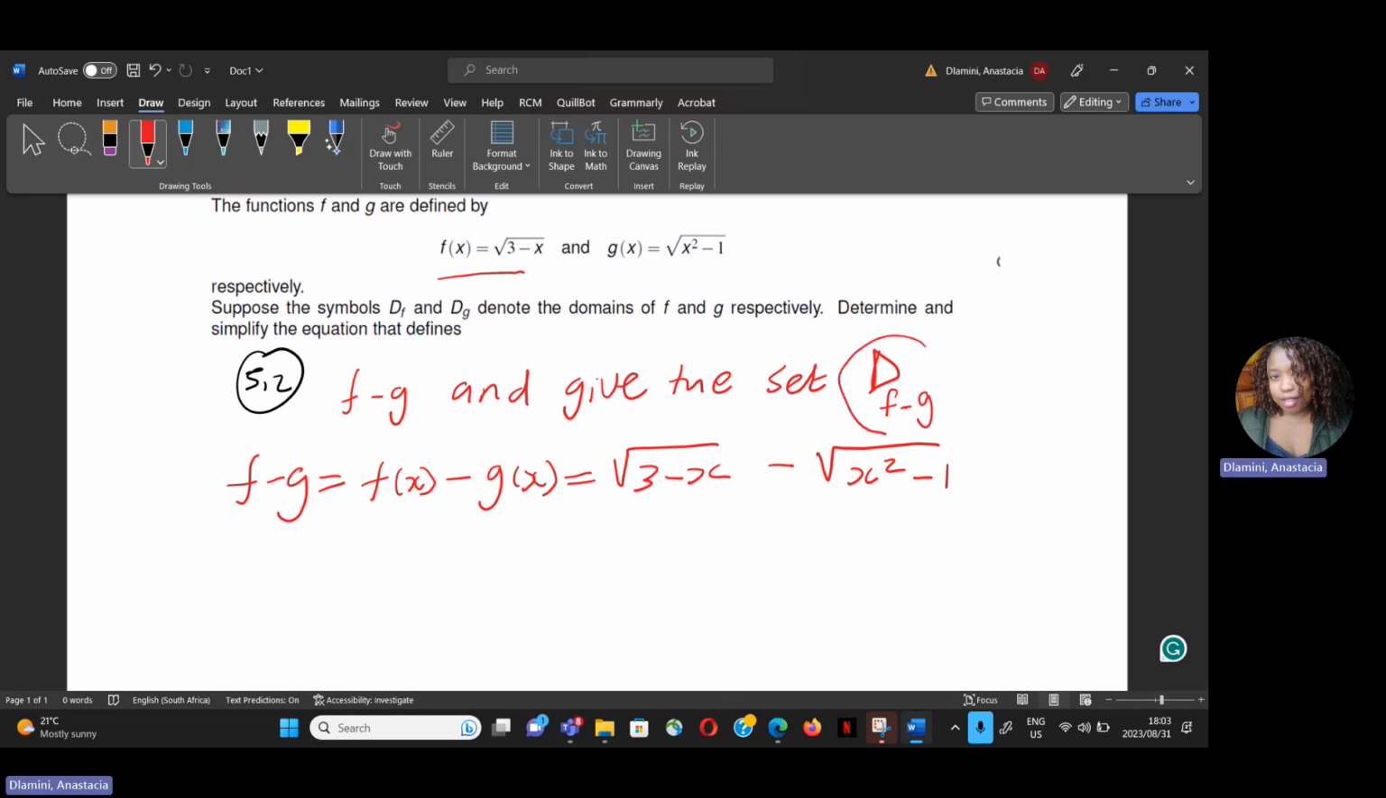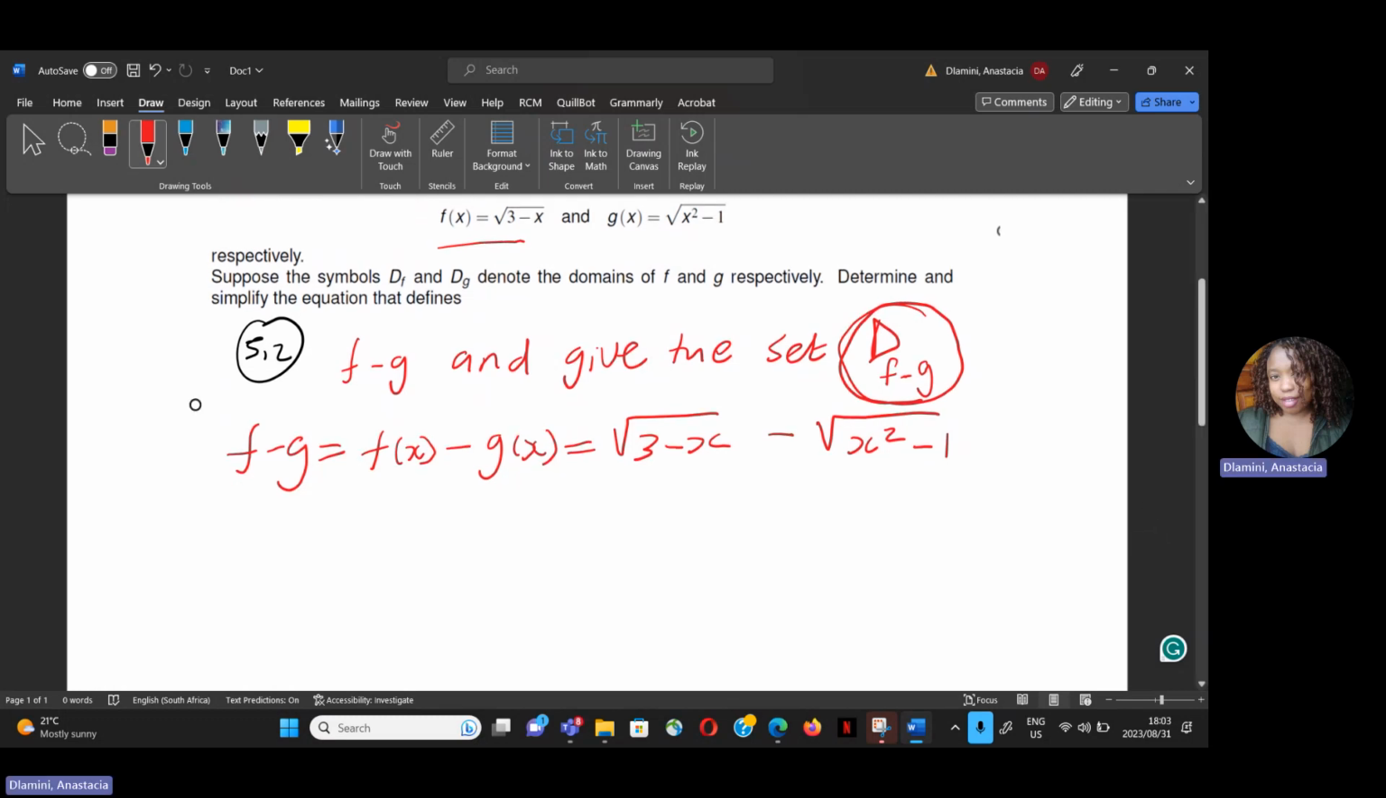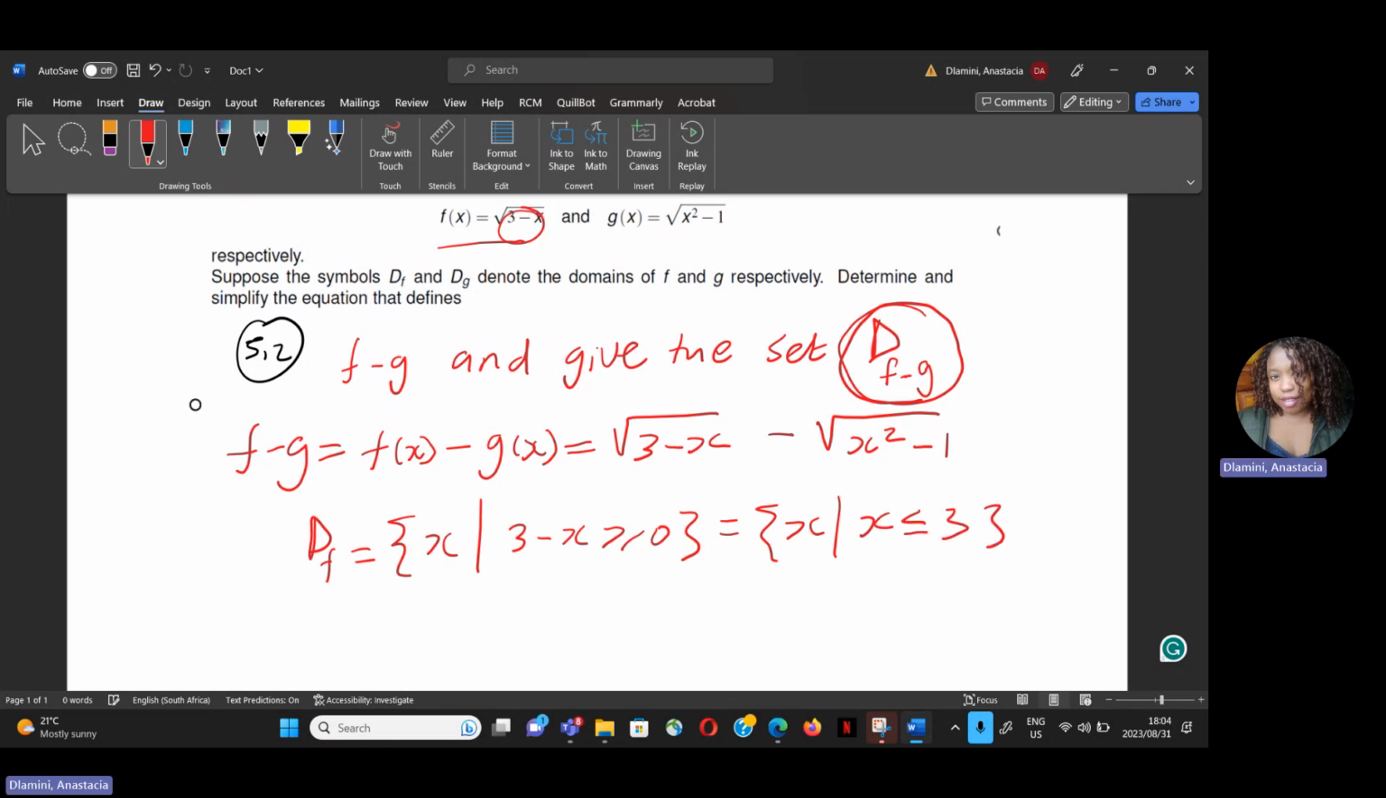Now, we are also asked to find the domain of this expression that we have found here. So how do we find the domain? The first step is to find the individual domains. So let's start with the domain of f. So we know that the domain of f will be x is an element of real numbers such that everything under the square root should be greater or equals to 0. So this means that 3 minus x should be greater or equals to 0. So then this gives us that x is an element of real number such that x is less or equals to 3. So that's the domain of f.